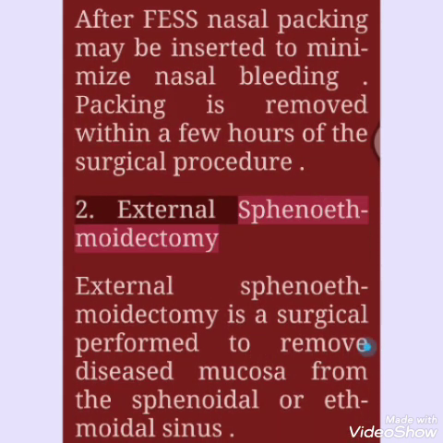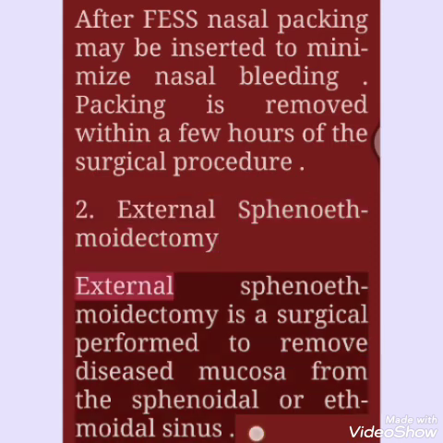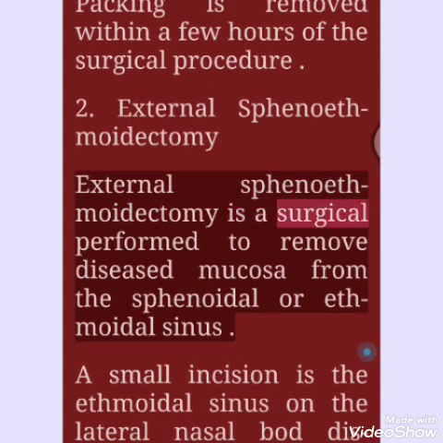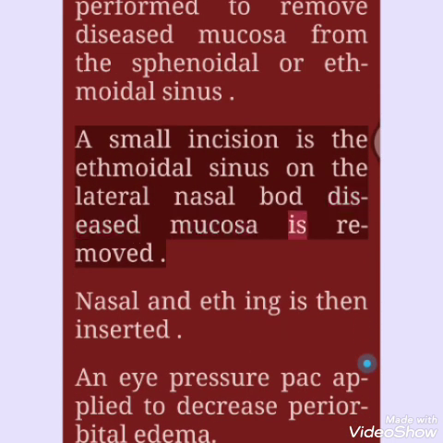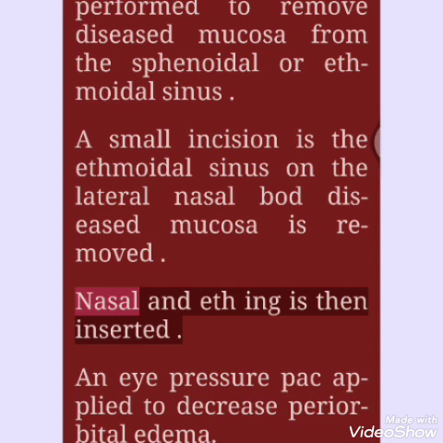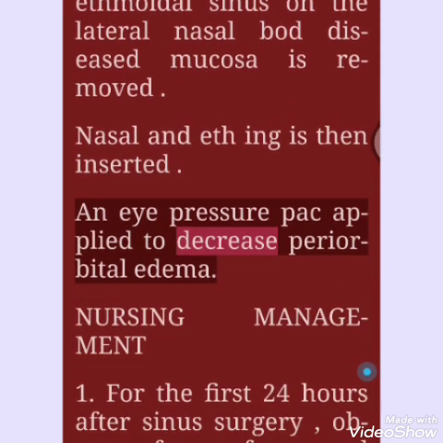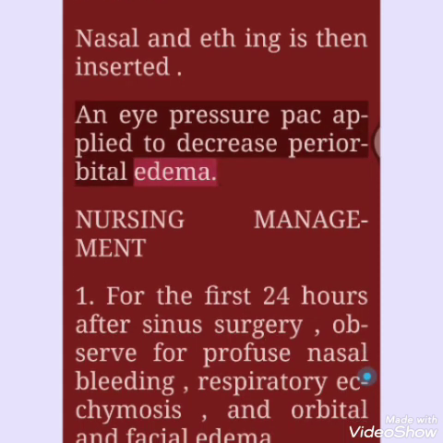2. External sphenoethmoidectomy. External sphenoethmoidectomy is a surgical procedure performed to remove diseased mucosa from the sphenoidal or ethmoidal sinus. A small incision is made over the ethmoidal sinus on the lateral nasal bone. Diseased mucosa is removed. Nasal packing is then inserted. An eye pressure pack is applied to decrease periorbital edema.